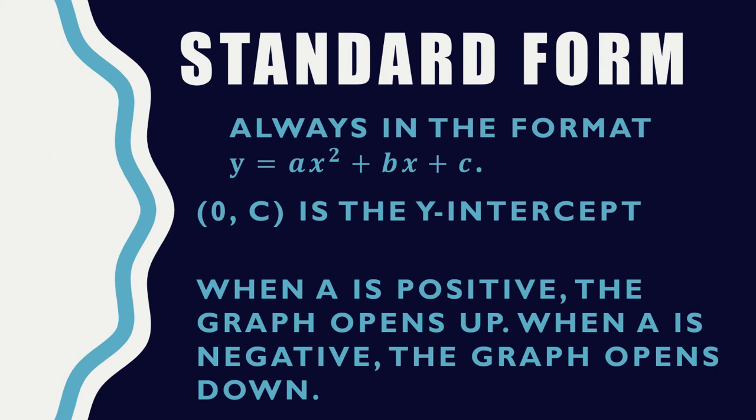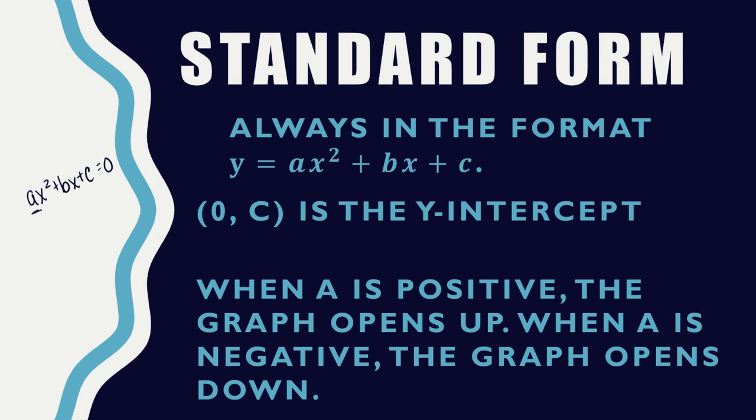Standard form is what we're going to be talking about today, and that is the form y = ax² + bx + c. That is standard form. A lot of times you'll see this also in an equation where you'll see ax² + bx + c = 0. That is standard form as well. When you're looking at standard form, the value of c is the point where the graph crosses the y-axis. So your y-intercept is always (0, c). And then we look at a to tell us which direction the parabola opens. If a is positive, the parabola opens up, and if it's negative, the parabola opens down.